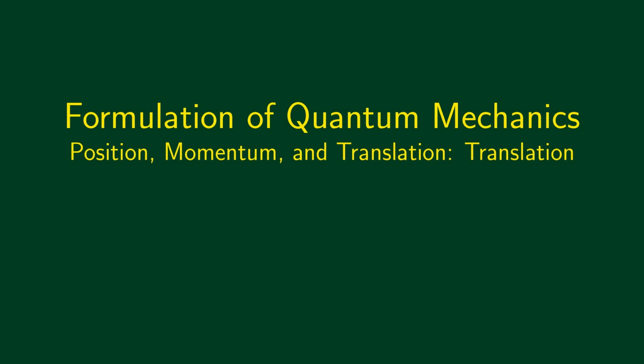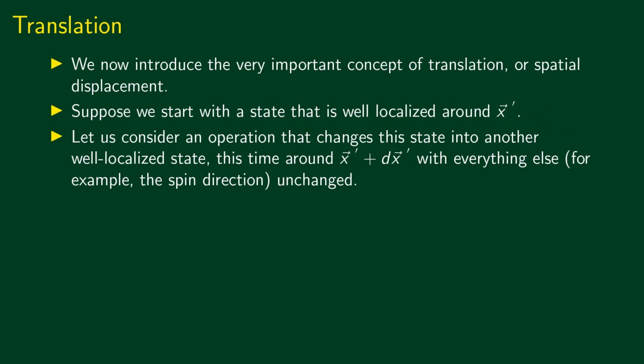Let's now start our discussion of translation. Let us now introduce the very important concept of translation or spatial displacement. Okay, so if you have an object, we could simply translate it in space. So how do we describe such things in quantum mechanics?